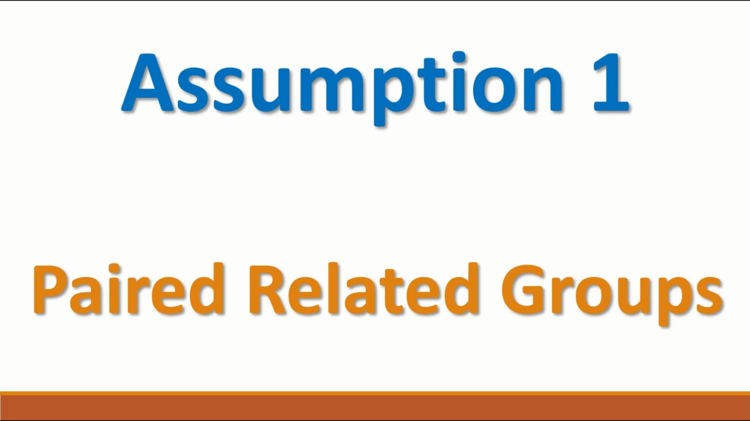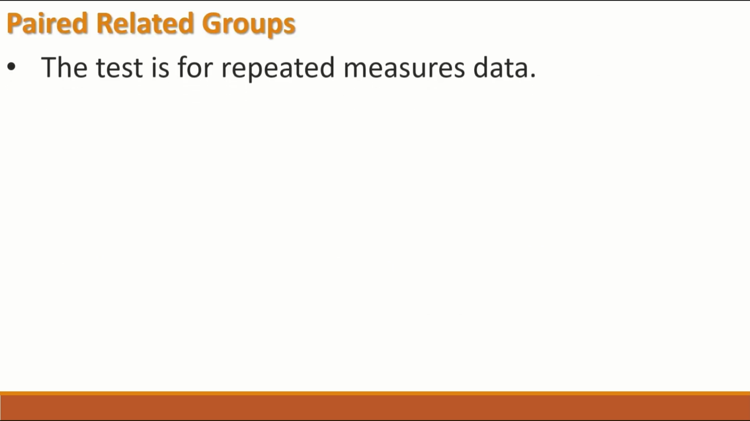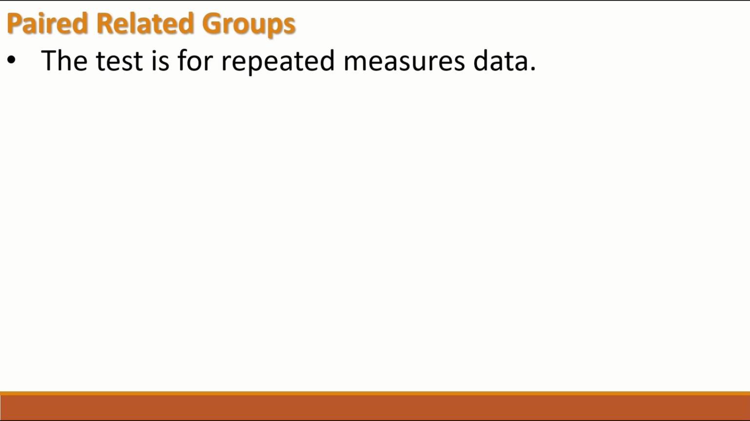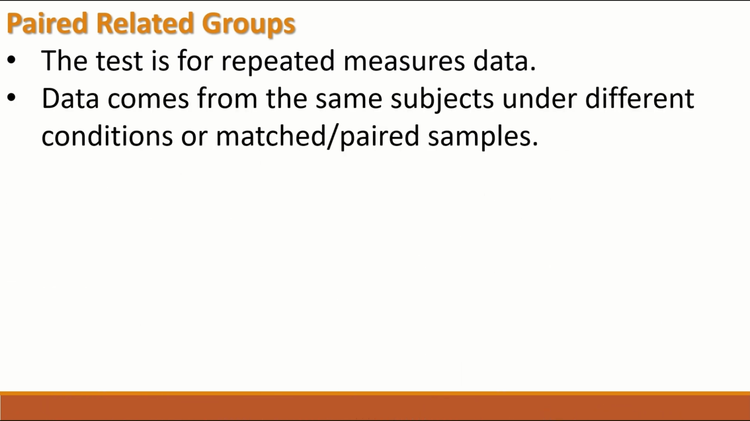The first assumption is paired, related groups, which means that the test is for repeated measures data. Data have to be from the same subject under different conditions. This subject has been subjected to different conditions or criteria. Or those individuals are in groups, but these individuals have matched or paired samples. Each participant participates in each group.